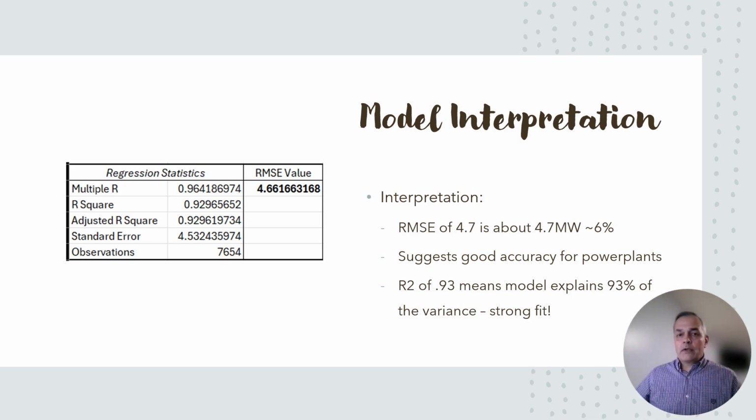For improvement, we could try different features, different combinations of feature interactions, but this is a solid result for predicting hourly power output. So we're going to stick with the 4-feature model.